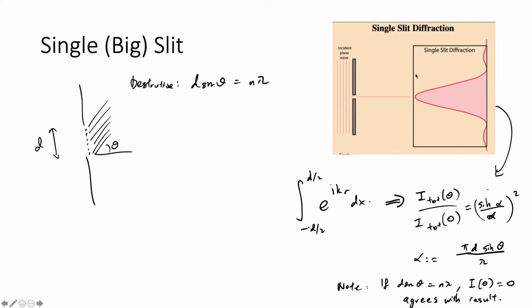So this diffraction pattern on the screen, the intensity pattern, is given by this formula, and we can note that if d sine theta is a multiple of lambda, then we recover the previous condition for destructive interference. So all in all, when you have a continuum of sources, you need to do an integral, and when you do the integral, you get this result.